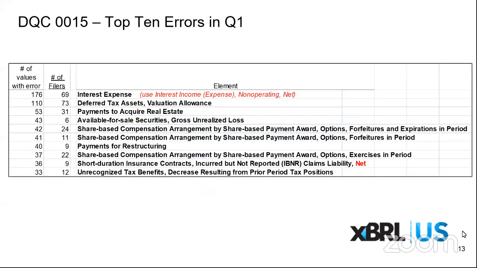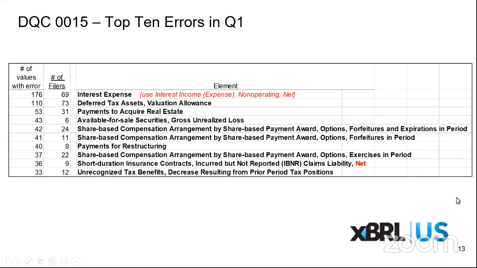When we look at the top 10 errors that occurred for DQC 15, we see that the most frequent error is the use of the element interest expense with a negative value entered. When we looked these up, many of these errors are due to presentation errors, as I discussed on the last slide. They were simply presented in brackets. But most of the errors are due to using the wrong element.